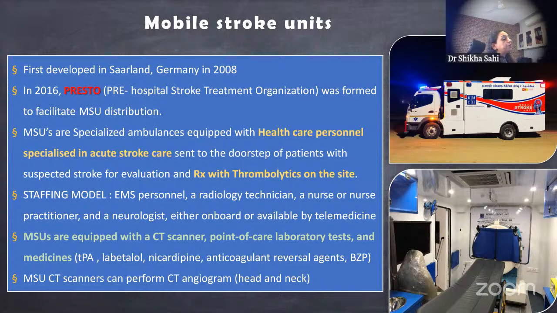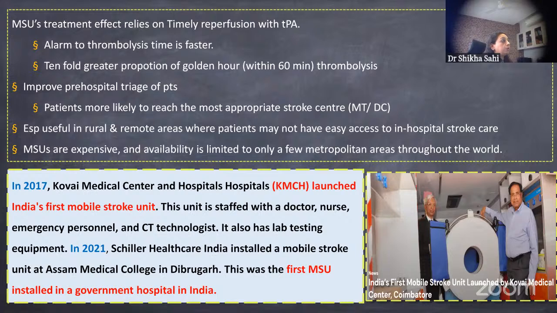Also, the diagnosis of the large vessel occlusion is established, and the thrombolysis is given in the ambulance itself. And also in the ambulance itself, it is decided whether this patient needs a thrombectomy, and the patient can be shifted to a thrombectomy capable center. Also, some basic labs and basic medicines which are needed are available in this.